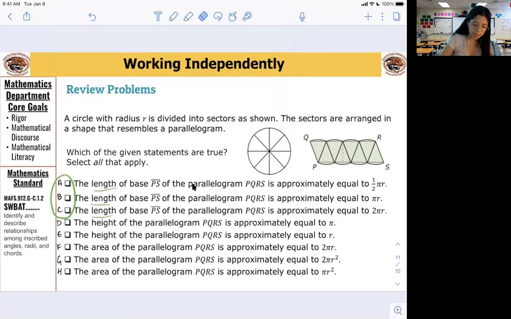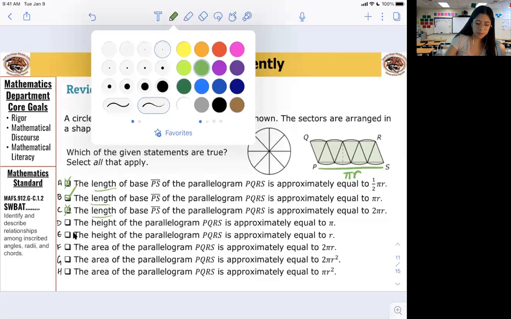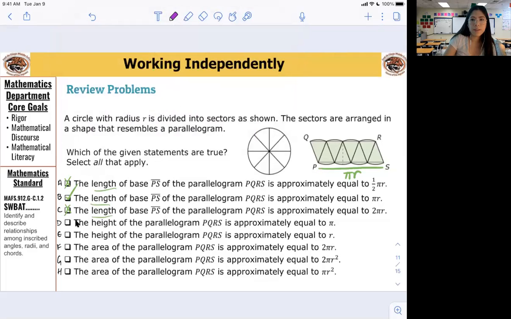So the length of the base. We just went over this. What's that going to be? The base, not A, B, pi r. The base is pi r. Okay. What about the height? Only one of those is correct. The height is just r. So it's not D, it's E.